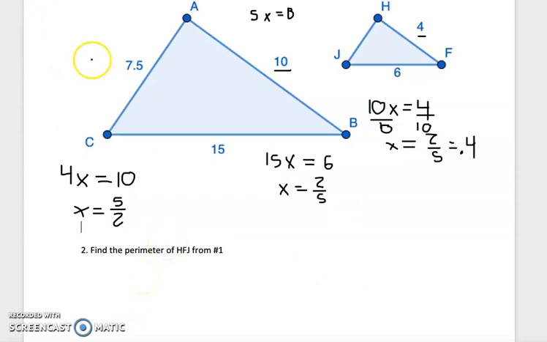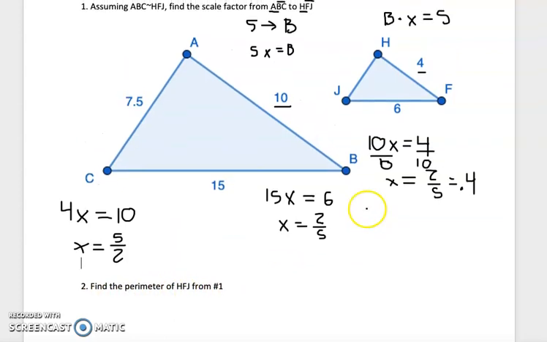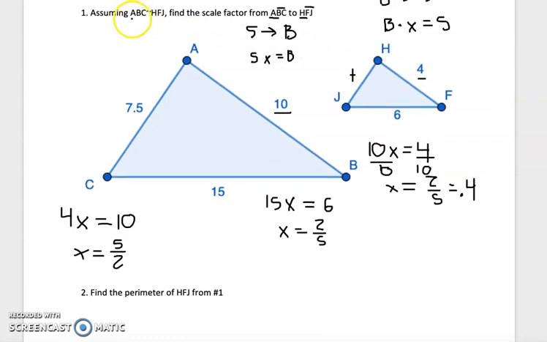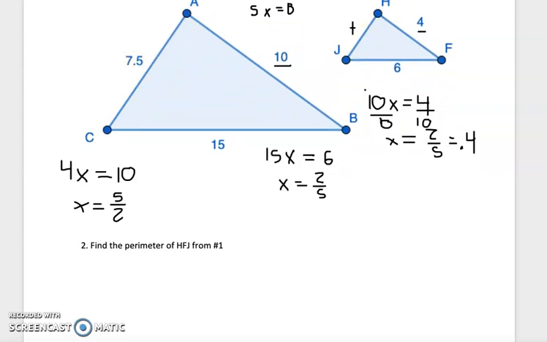So now number 2. This one wants us to find the perimeter of HFJ from number 1. So we want to find the perimeter of this one. There are a couple of ways that we can do this. As we talked about in the last lesson, we can find missing values from similar triangles using proportions. So let's say that this side length right here is t. If we wanted to find that value, we can see from our relationships that CA or AC, depending on what order you want to say it in, is proportional to JH. And so we could write that as a proportion.